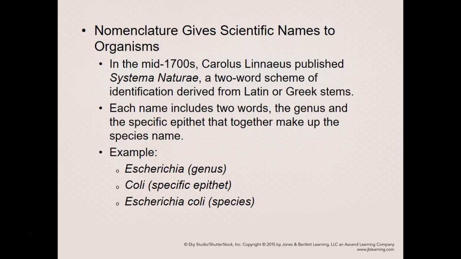So most of you have heard of E. coli. E. coli is the shorthand version of Escherichia coli. So the species name is always written with the genus name capitalized and the specific epithet lowercase. So Escherichia coli is written, and then we're going to either underline the name or we're going to italicize the name.